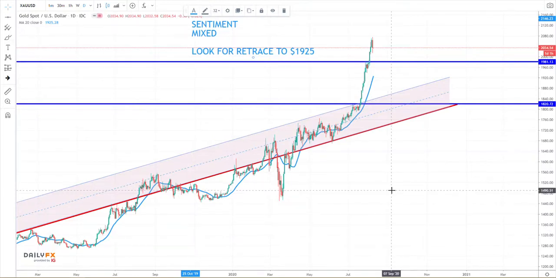This is your weekly analysis for gold. So gold versus the price of the US dollar. The date is Sunday, August 9th, 2020. It's 5:20 p.m. Eastern Standard Time here in the States.